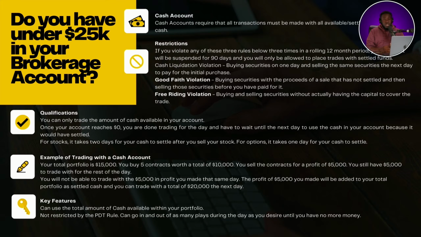Now, after you've initiated a trade, you would then have to wait until the following day for your funds to settle in your brokerage account. So you have to make note of that.